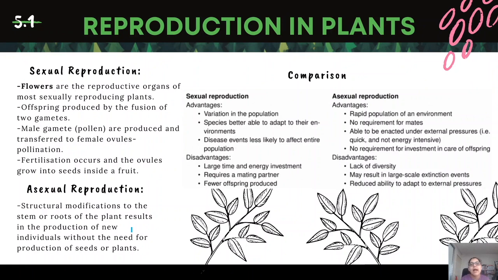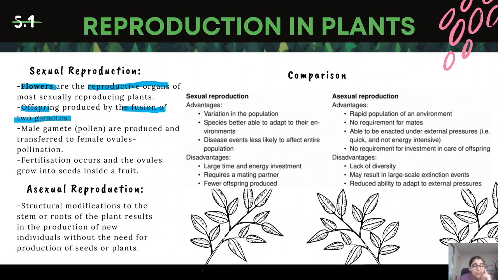Let's now have a look at reproduction in plants. So in reproduction in plants, we have to look at sexual versus asexual reproduction, and we have to draw some comparisons. So sexual reproduction, flowers are the reproductive organs of most sexually reproducing plants, and the offspring is again produced by the fusion of two gametes. That's how sexual reproduction works.